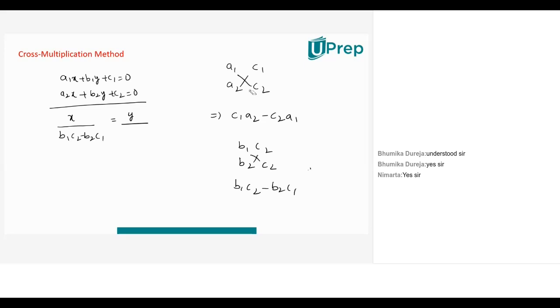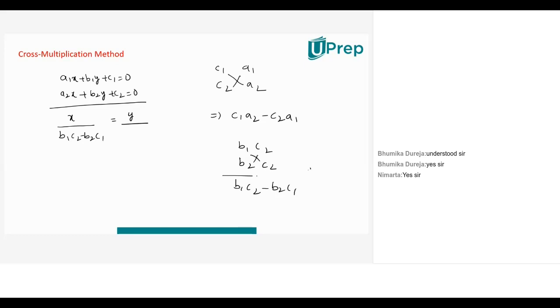That means you're closing y. So what are you left with? Let me write that properly. You're left with c1, c2. Next, when you come back, it will be a1, a2. So when you cross multiply, you'll get c1 a2 minus c2 a1. Now, this is the easiest way of understanding. If you don't apply this, there will be a sign difference when it comes to y.